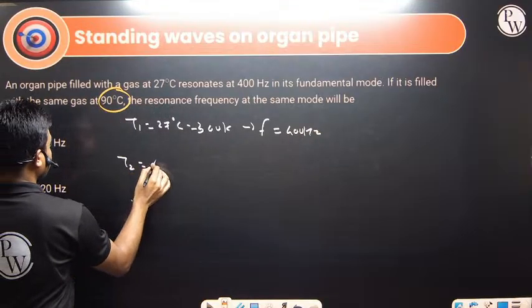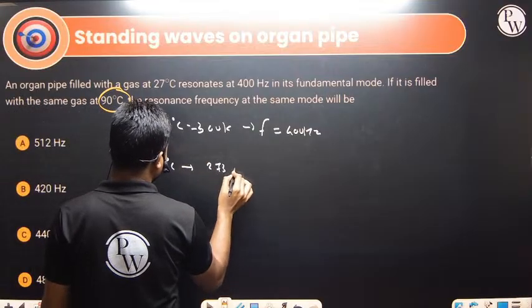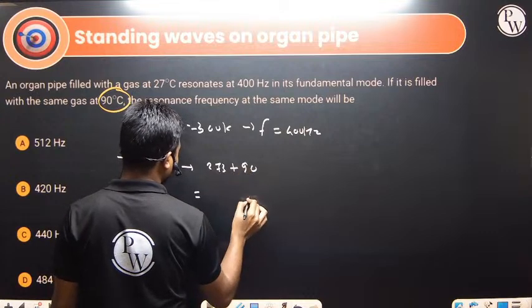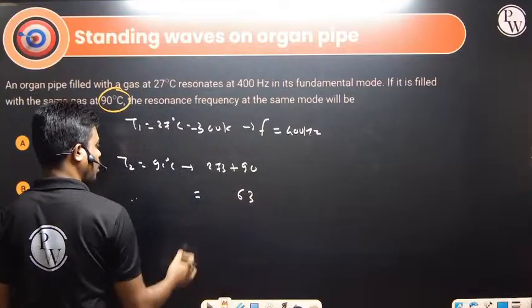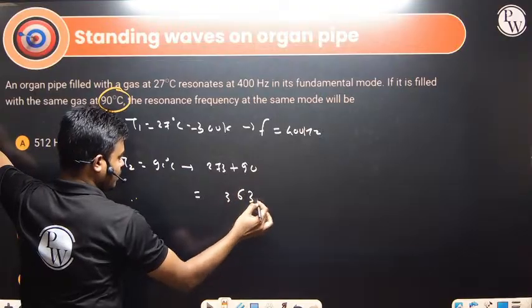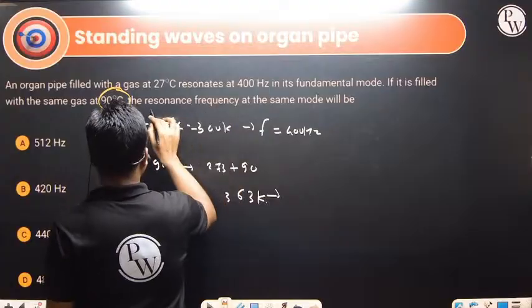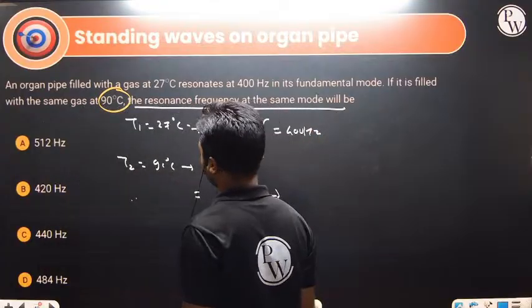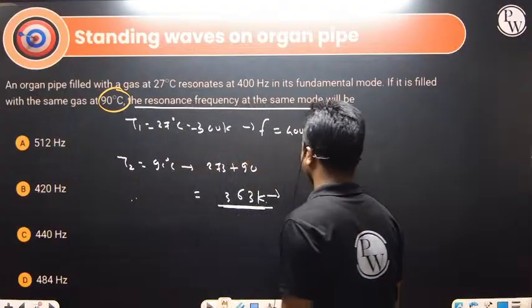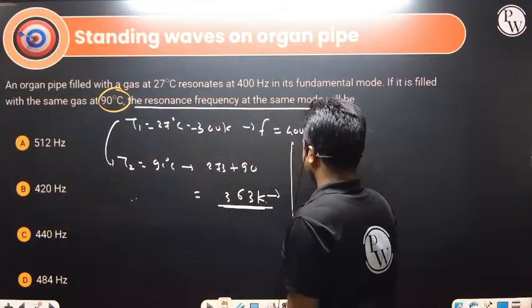Okay, it is now filled with the gas at 90 degrees Celsius. What is the temperature now? 90 degrees Celsius in this case, so this will be 273 plus 90. How much are we getting? 363 Kelvin. Okay, so 300 Kelvin initially. Again, the resonance frequency at the same mode will be given by. So what is changing here? Speed will change. Speed of the sound will change.